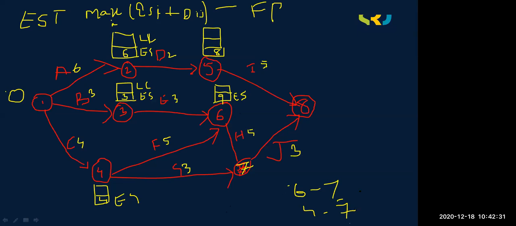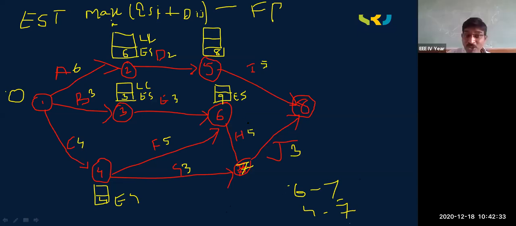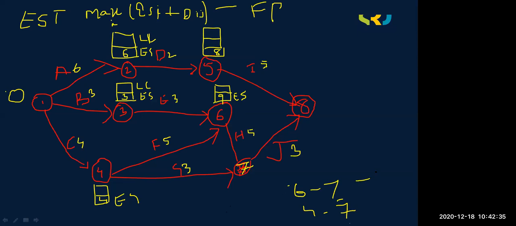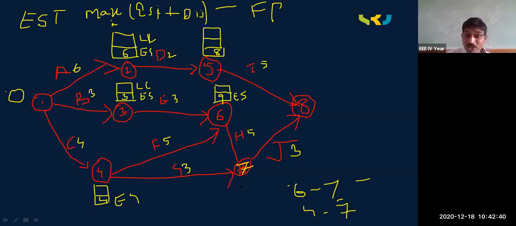So now what is the 6, 7 value? 9 plus 5, how much? From 6 to 7, is it backward or forward? Forward only. I have just drawn it downwards. 6 to 7 is forward, not backward. We are doing only the forward pass now. Backward pass we will do tomorrow.